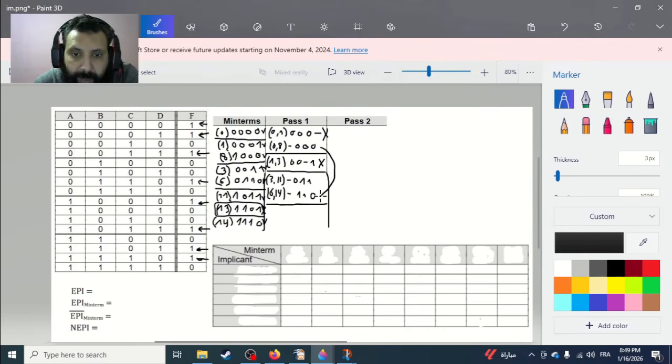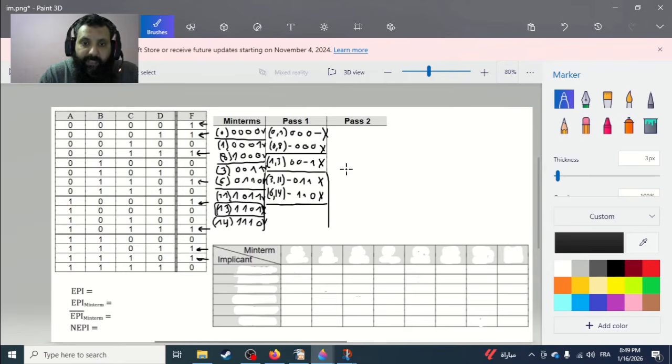Let's try to combine this one with this one. Same. We cannot. We have too many variables that change. Okay, let's continue. The last possibility is this one and this one, and we can see it's impossible too. We have 2 variables that change here. We cannot. That means that the 3 are prime implicants.